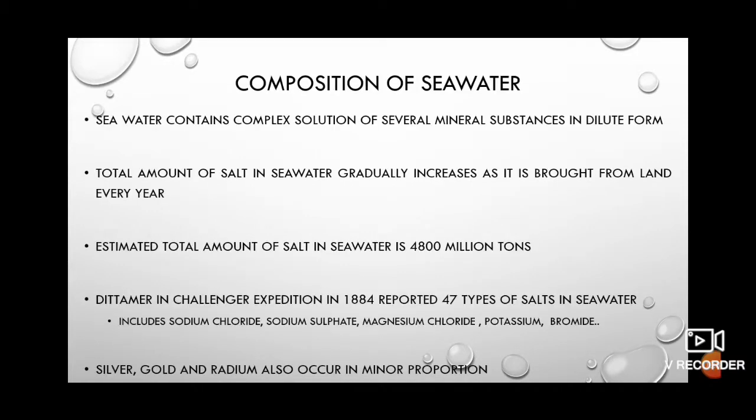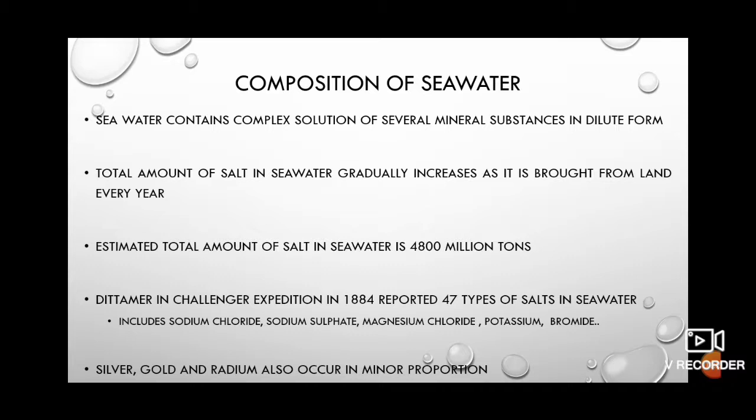Let's look into what seawater is mainly composed of. Seawater generally contains a complex solution of several mineral substances in dilute form, because we know that water is an active solvent. The total amount of salt in the seawater gradually increases because it is generally brought from the land every year. It is estimated that the total amount of salt dissolved in our seawater weighs about 4,800 million tons. Gitama, during his Challenger expedition, reported the existence of 47 types of salt in our seawater.